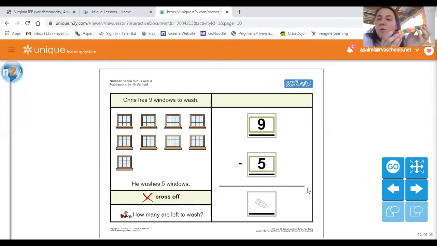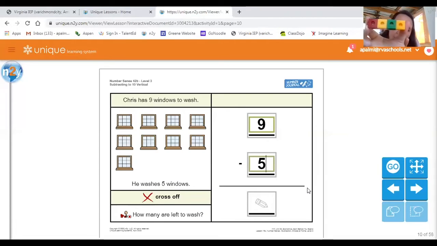So how many blocks do I need to take away? Good, my smaller number of 5. So let's take 5 blocks away together. Are we ready? 1, 2, 3, 4, and 5. Okay, let me move this so you can see.